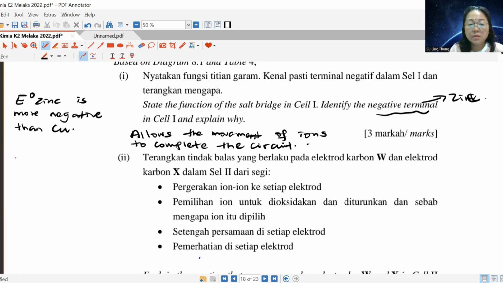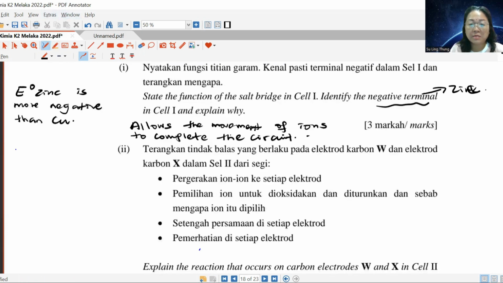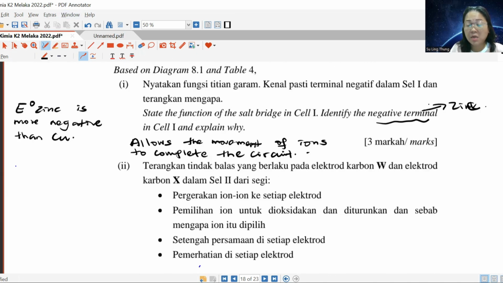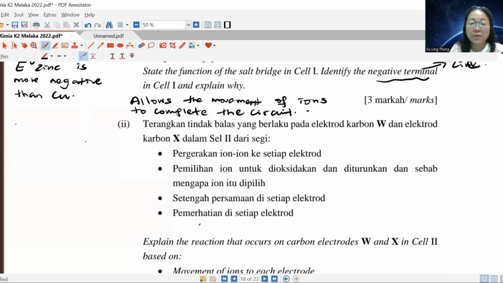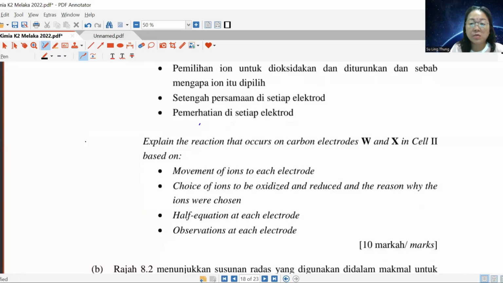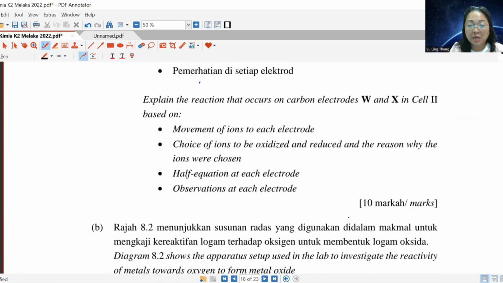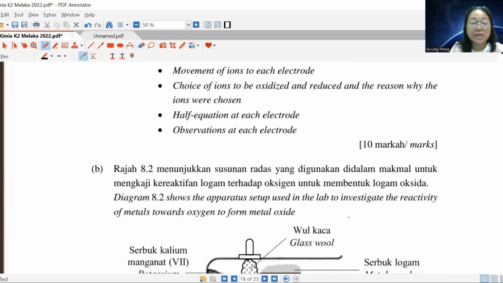Okay, now 2, let's look at 2. So that means 1 mark for allows the movement of ions to complete the circuit. Point 2 is zinc, and point 3, E naught value of zinc is more negative compared to copper. Okay, next, let's look at part 2. Explain the reaction that occurs on carbon electrodes W and X in cell 2 based on 1. Movement of ions to each electrode, choice of ions to be oxidized and reduced, and the reason why the ions were chosen, half equation at each electrode, and the observations at each electrode.